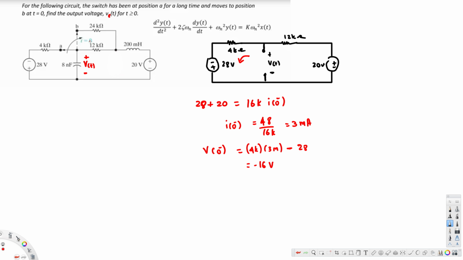So this is our initial voltage. And after we flip the switch, these values don't change immediately. So we can say I0 plus is also the same value, and V0 plus is also the same value. Okay, so this is our initial condition.